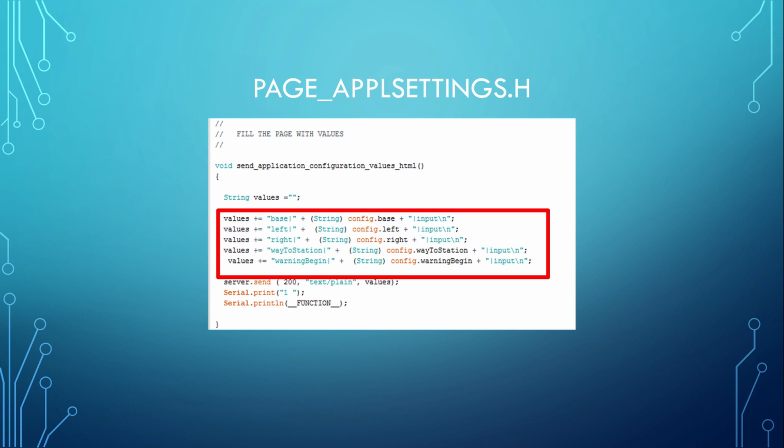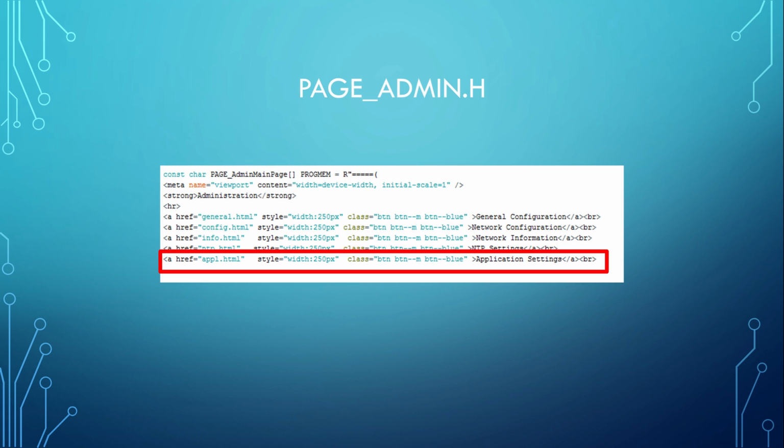As a next step, we have to announce it to the framework. First, we have to make sure it is displayed as a selection point in the pageadmin.h file. We just enter one line and give the page a name. Here, the name is apple.html.